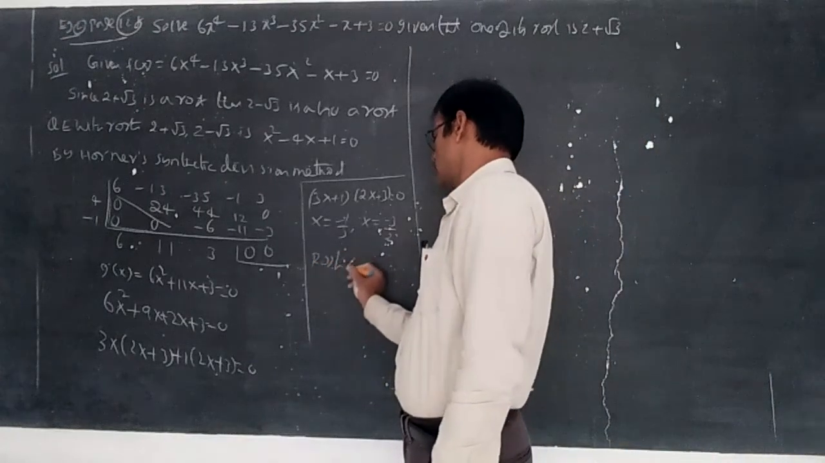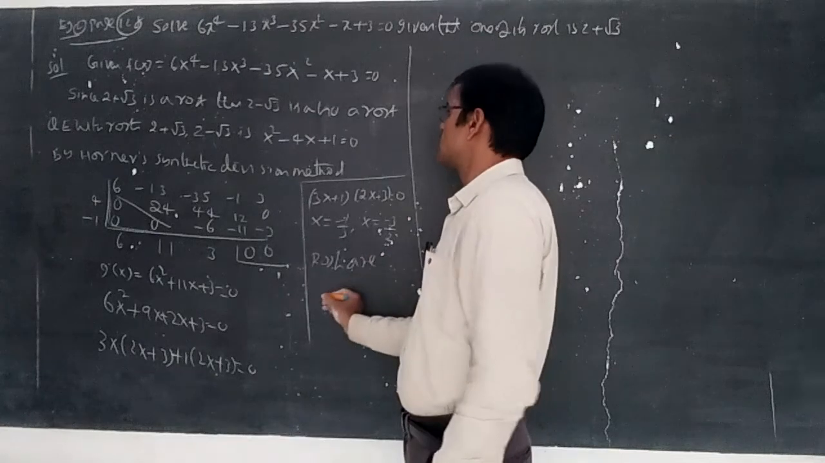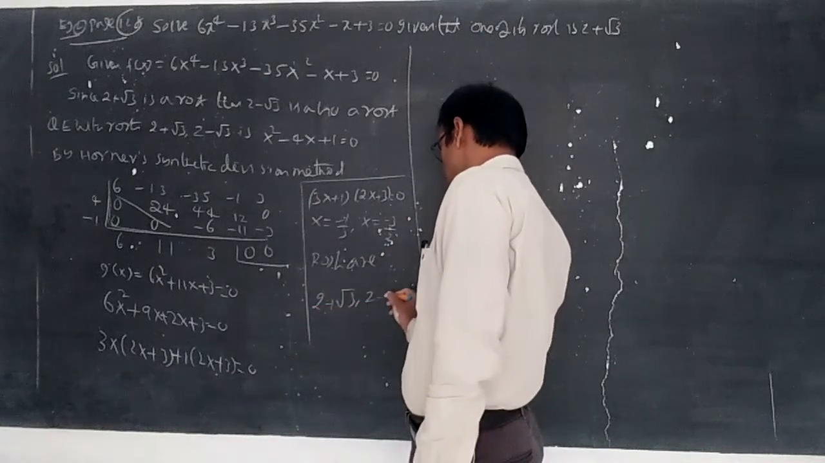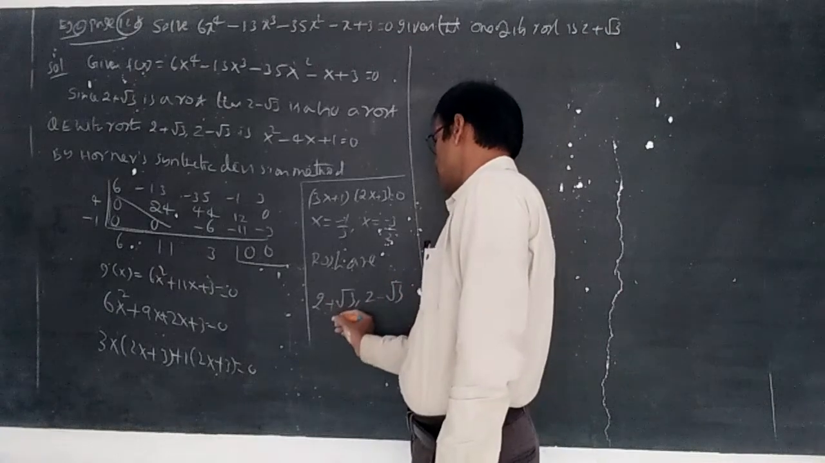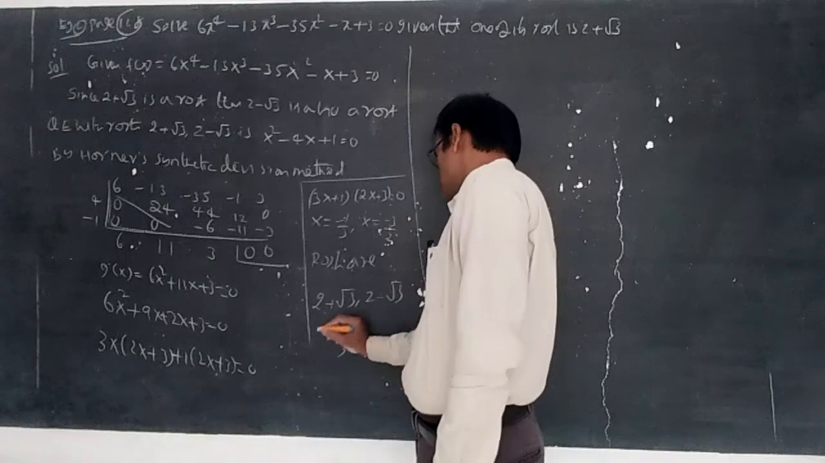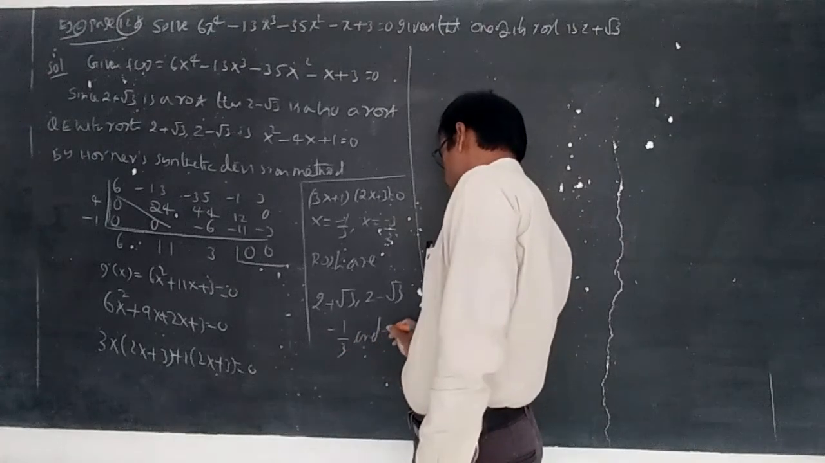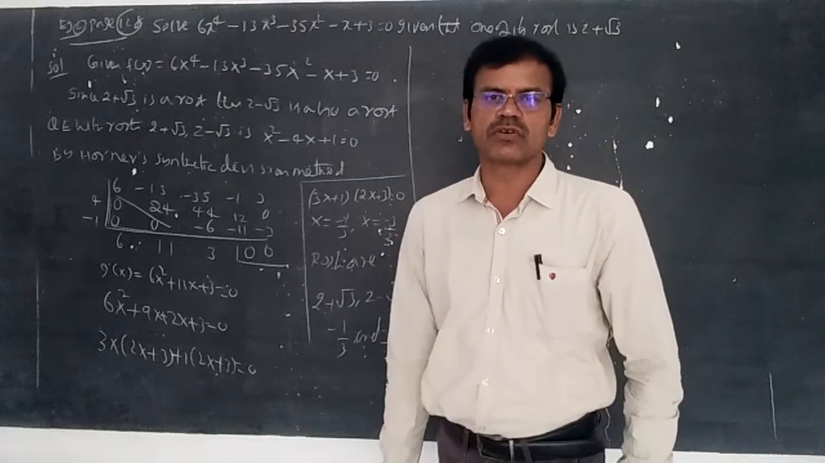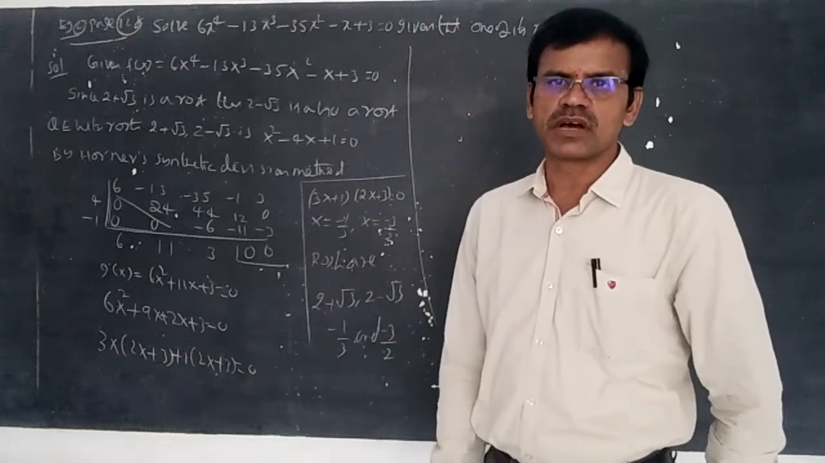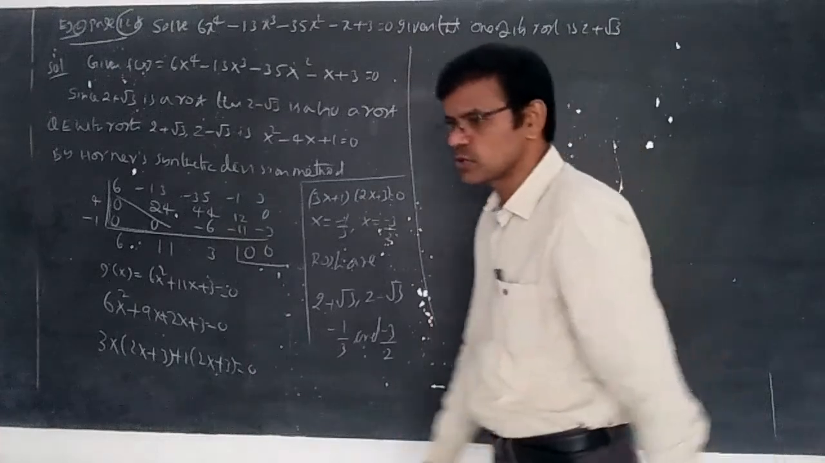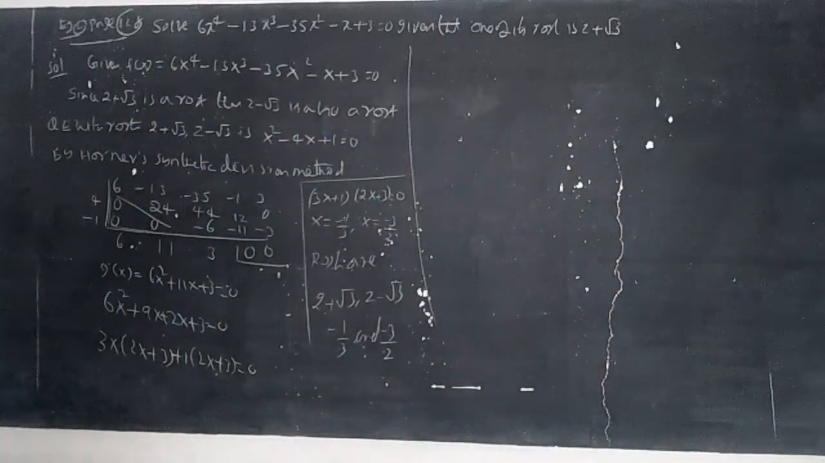Roots we can write. Therefore, the conclusion: roots are 2 minus root 3, 2 plus root 3, minus 1 by 3 and minus 3 by 2. These are all 7 marks questions only, students. There is no question of 4 marks in this chapter because the weightage is 2 plus 7. That is why this question is also for 7 marks only.